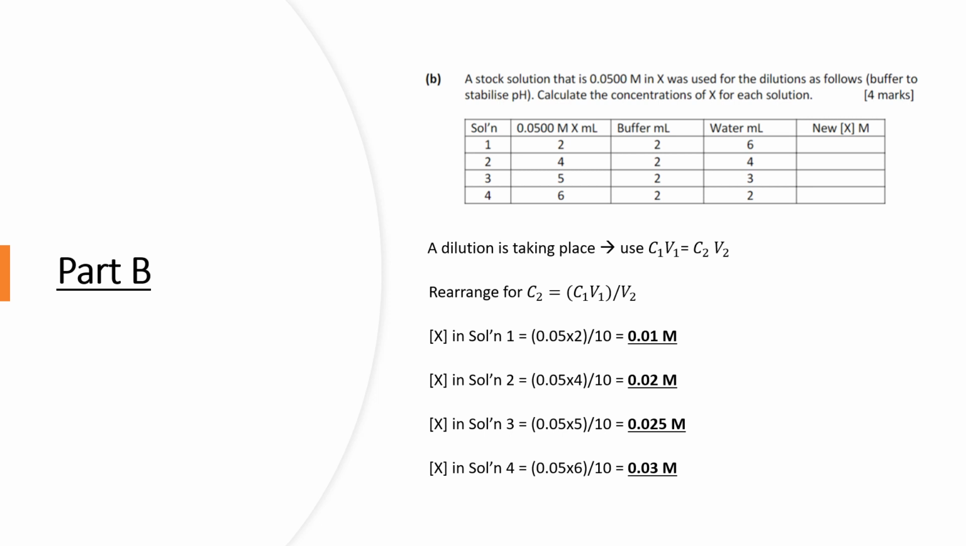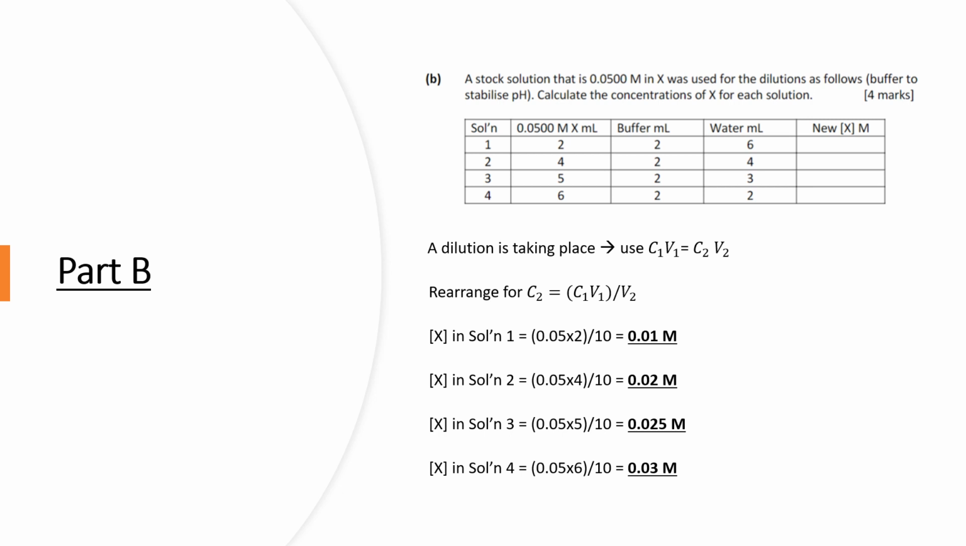And we also know that a dilution is taking place here, so we're going to use the equation C1V1 equals C2V2. C1V1 means the concentration and volume before the dilution takes place, and C2V2 are the concentration and volume after the dilution takes place. We're trying to find the concentration after dilution, so we rearrange to find C2. That gives us the equation C2 equals C1V1 over V2.